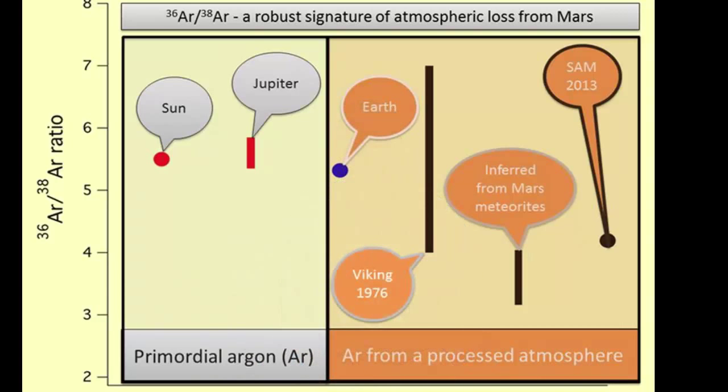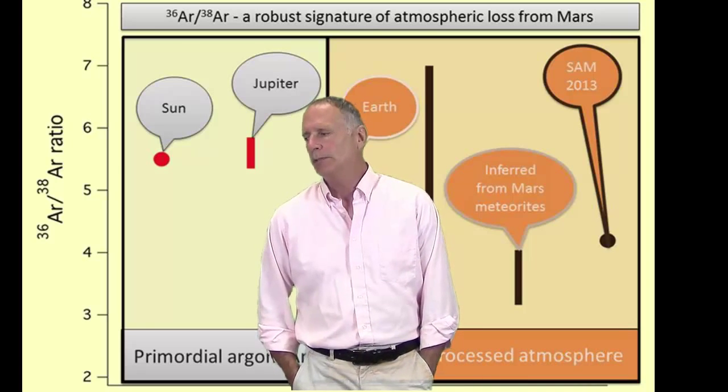Well, that thing called SAM that you're seeing there in the diagram, that's a sample that the rover took. SAM stands for Sample Analysis at Mars. I don't know where they get these names. Anyway, in 2013, they took that sample, and it gives us a very clear depleted argon-36/38 ratio. This indicates to us, and you already knew this from our earlier discussion, that the Mars atmosphere has been depleted.